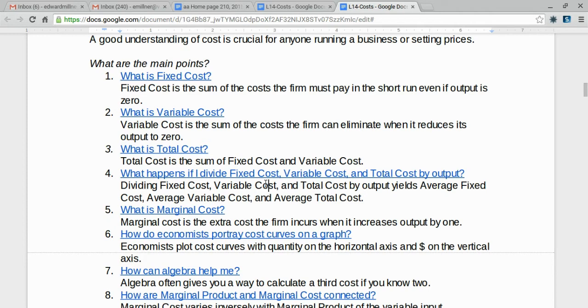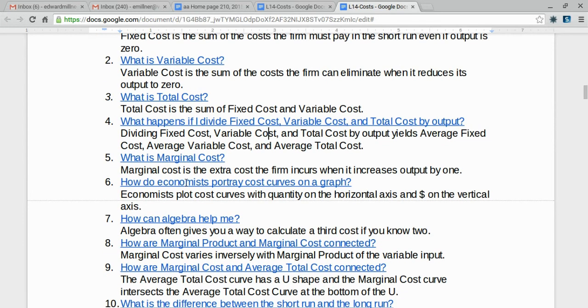What happens if you divide fixed cost, variable cost, and total cost by output? Dividing fixed cost, variable cost, and total cost by output yields average fixed cost, average variable cost, and average total cost. What is marginal cost? Marginal cost is the extra cost the firm incurs when it increases output by 1.